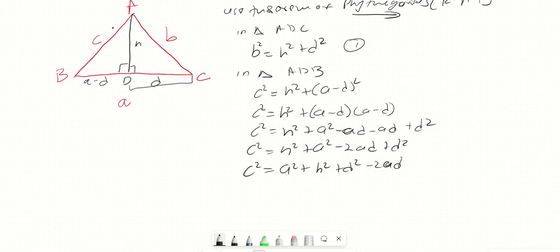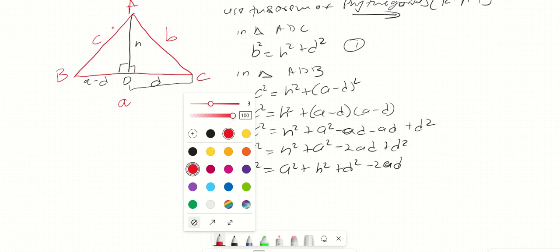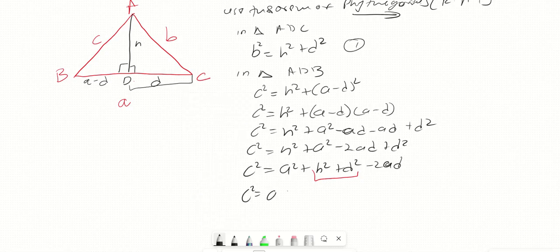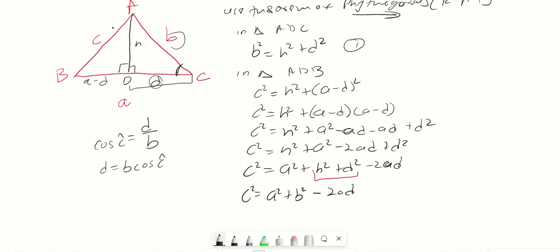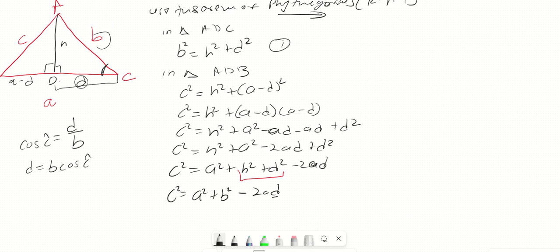Now in this situation, I can see that I have h squared plus d squared, which I know from equation 1 is equal to b squared, minus 2ad. So as I'm here, now I can see that I'm going to deal with the cos. So what is cos? Cos is adjacent over hypotenuse. So cos C equals the adjacent, which is d, over the hypotenuse, which is b. Then d is equal to b cos C. So this is d there.